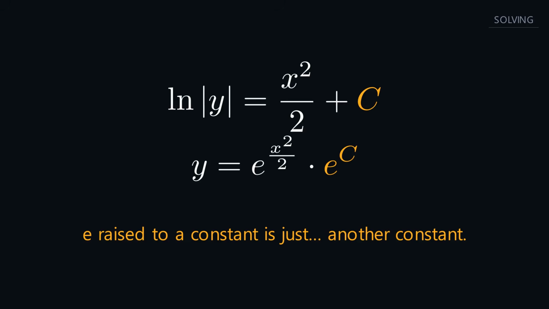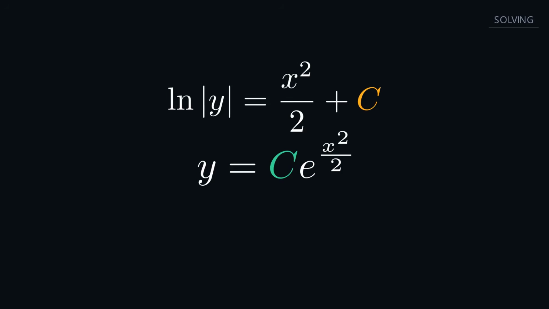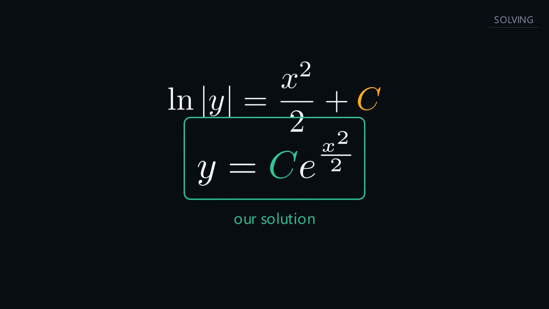Well, e to the power of a constant is just a constant, right? E to the power of any constant is just another constant. So we're going to say e to the power of c is going to be c. So now we have y equals e to the power of x squared over 2 times c. In other words, y equals c times e to the power of x squared over 2, and that's our answer.